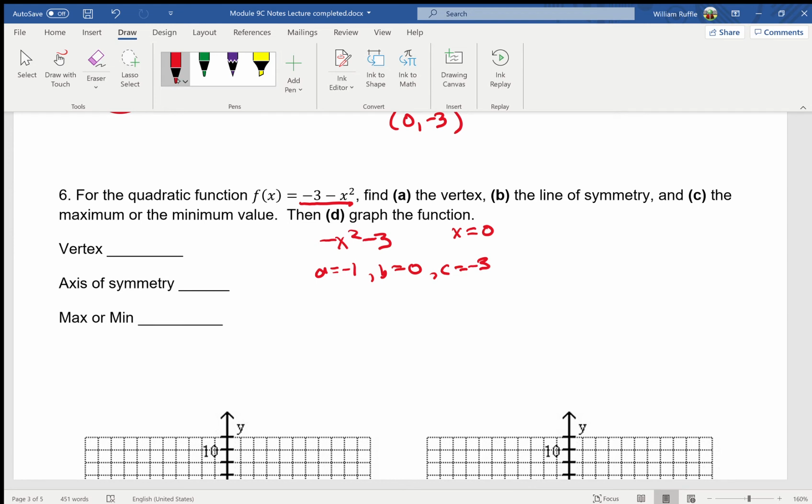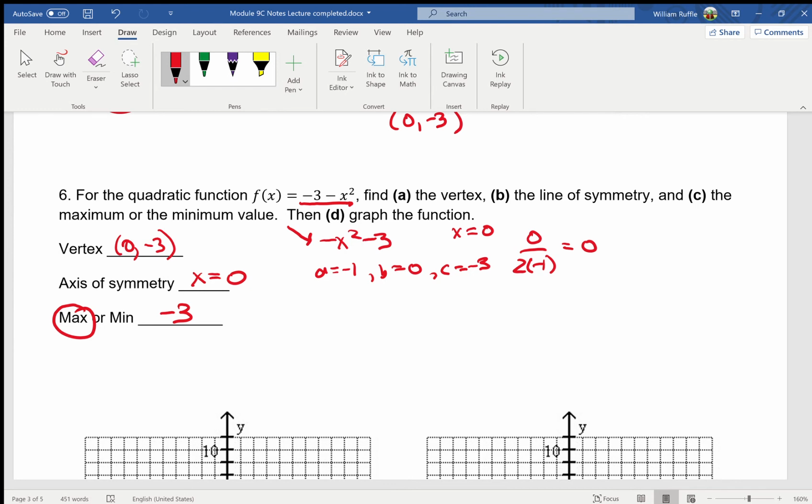So if it's negative b over 2a, that's 0 over 2 times negative 1. Well, 0 over anything is 0. So my vertex is 0, comma, well, if I do 0 minus 3, that's negative 3. Axis of symmetry is x equals 0. Now this time we have a negative in front of the x squared, so that is a maximum. And the maximum value is negative 3.